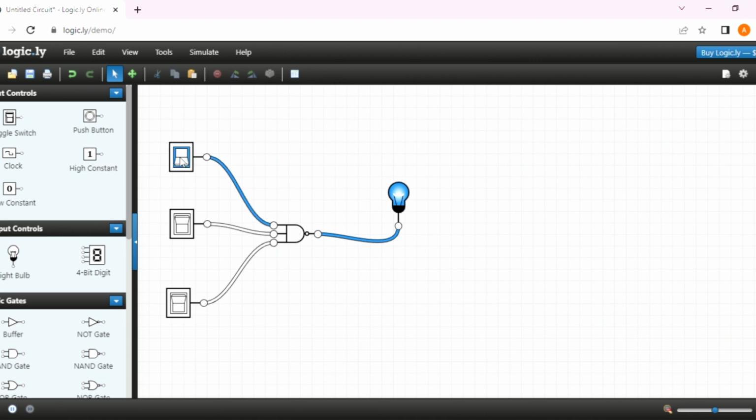When A is 1, B is 0, C is 0, the output is 1. When A is 1, B is 0, C is 1, the output is 1. When A is 1, B is 1, C is 0, the output is 1. When all three inputs are 1, the output is 0. This is the circuit of the three input NAND gate.